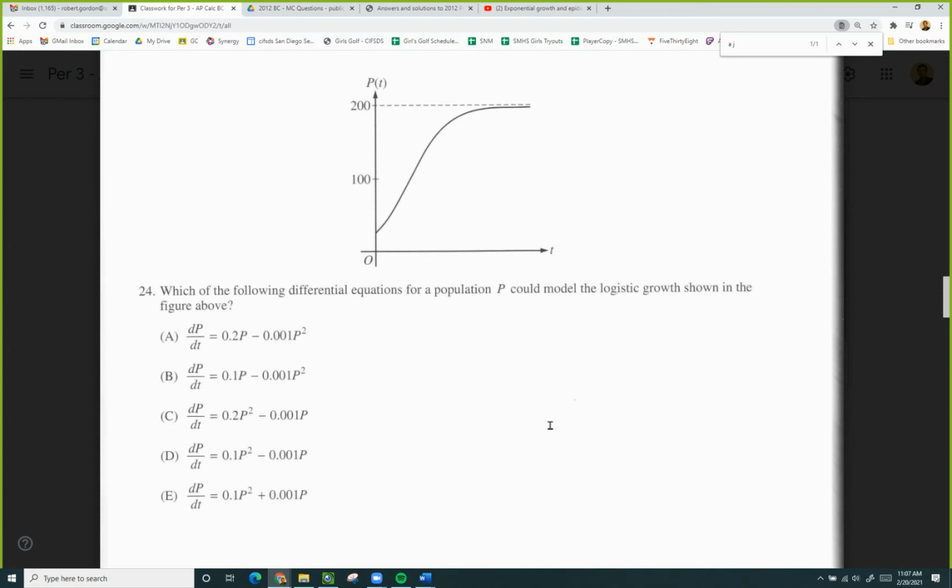What's A in this case? What is the carrying capacity? 200. Exactly. So now, what do we not know? We don't know K, right? So you can say dP/dt equals kP times parentheses 200 minus P, expand it out, and see which one could be that form. And there's only going to be one. Go ahead and do it right now.